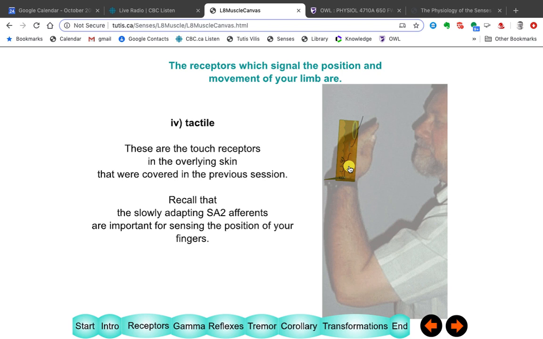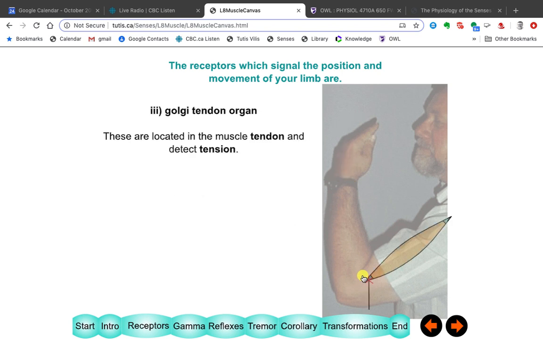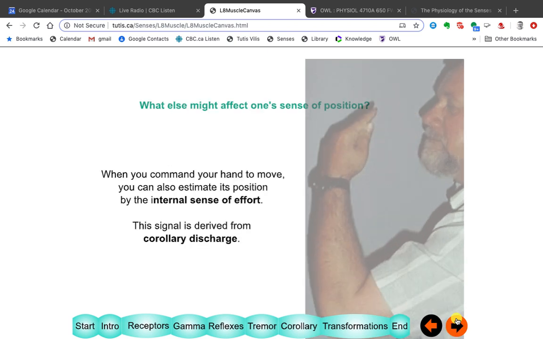Okay, so some parts of your body rely on those receptors. Another one that we're going to talk about is called the Golgi tendon organ, located here at the tendon, the tendon that attaches the muscle to the bone. Okay. So there's a receptor located there. So those are the four receptors that are involved in proprioception and kinesthesia.